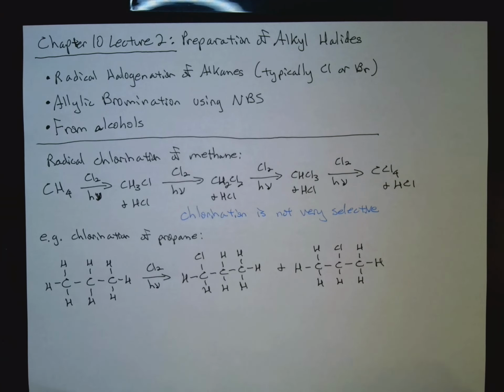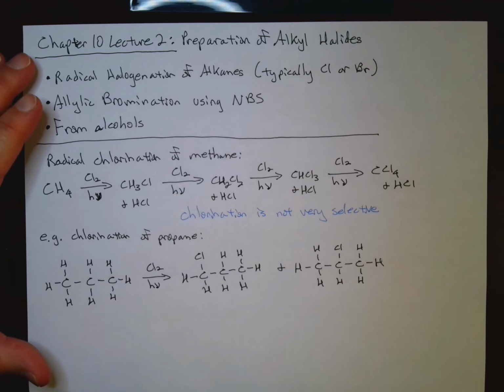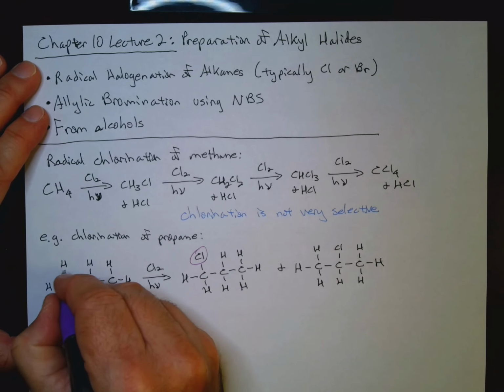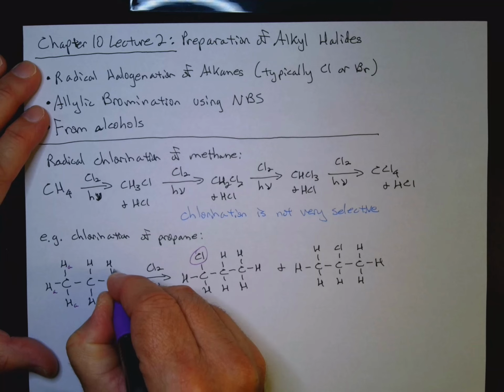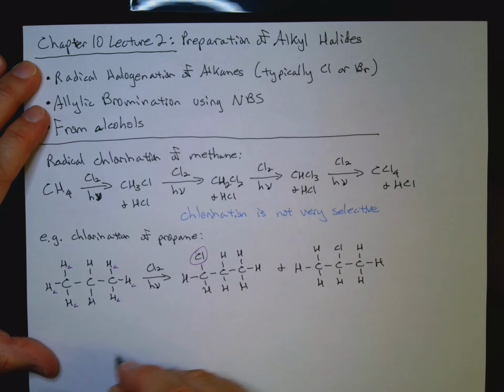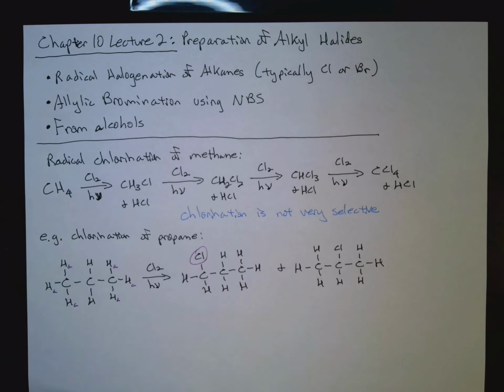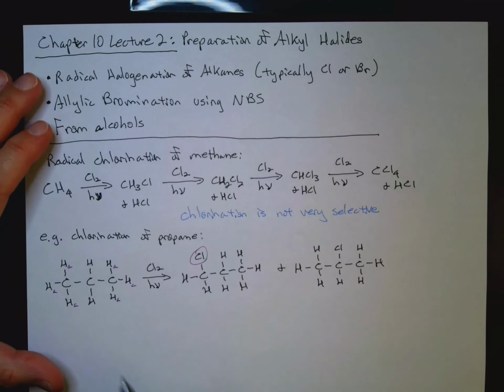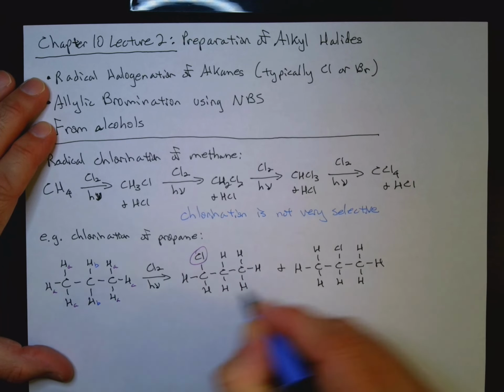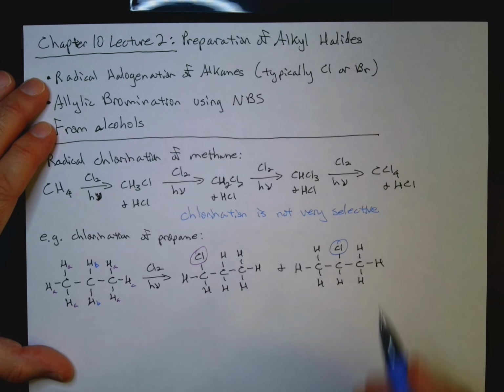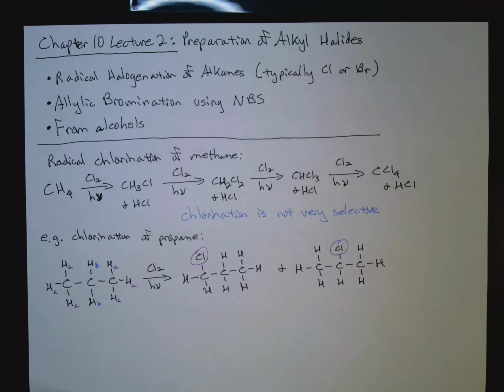Notice that we could have the chlorine added in place of one of the end hydrogens, which I'll label here as HA, or we could have HB, and if we swap one of those, we end up getting the chlorine on the middle. So there are some interesting features about this.